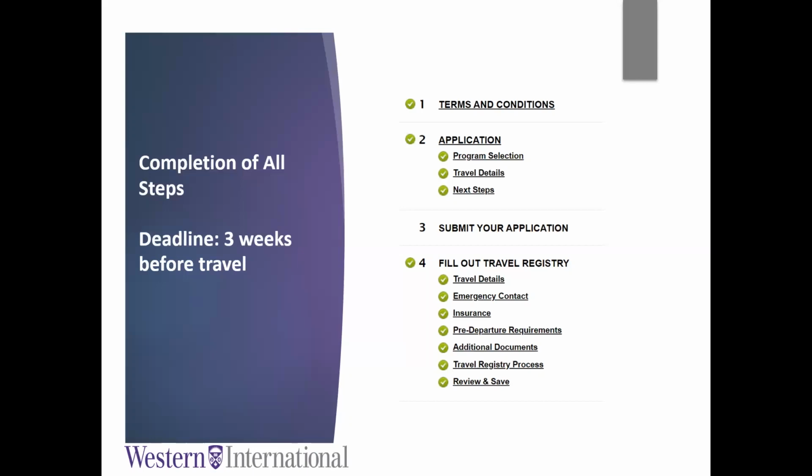Okay, so first of all, complete the pre-departure training, obtain the electronic certificate, because you will need to upload it to the additional documents step. So that's one of the travel registry steps. Okay, now here's a question for you. Why are we collecting all this information from all Western students on university sanctioned international travel?